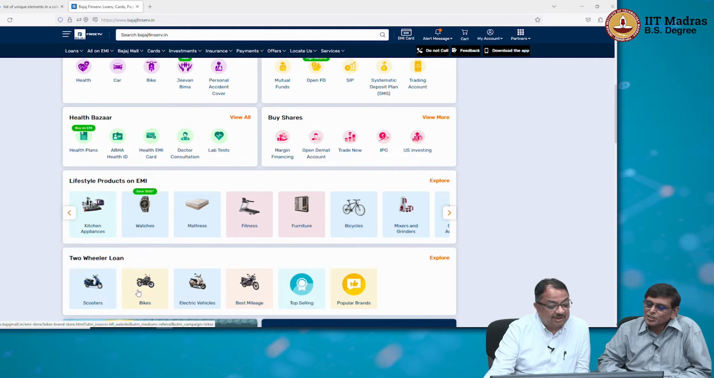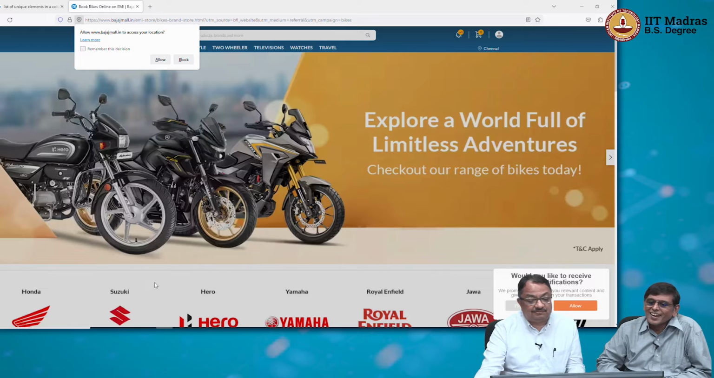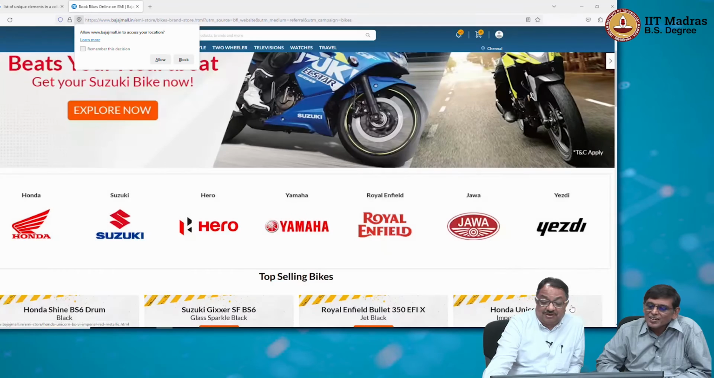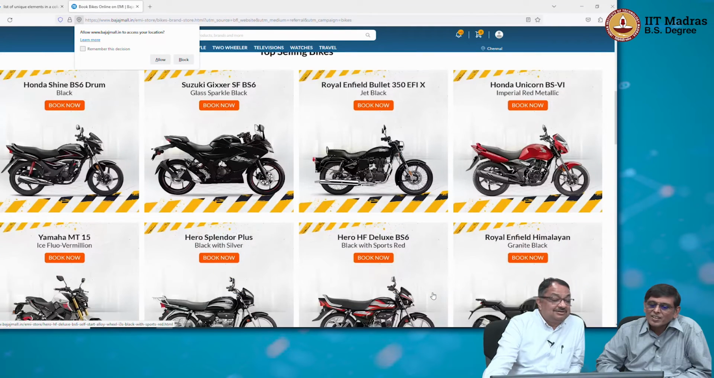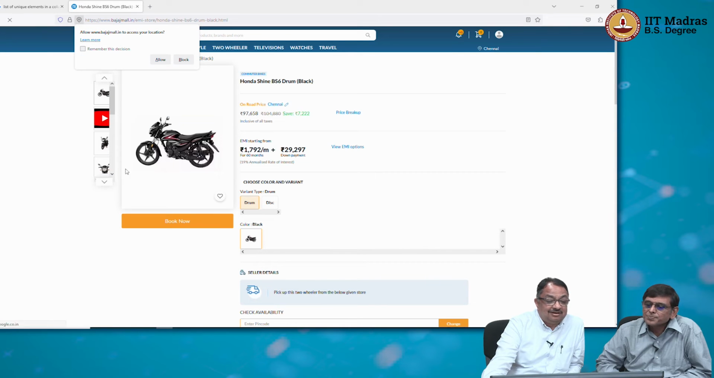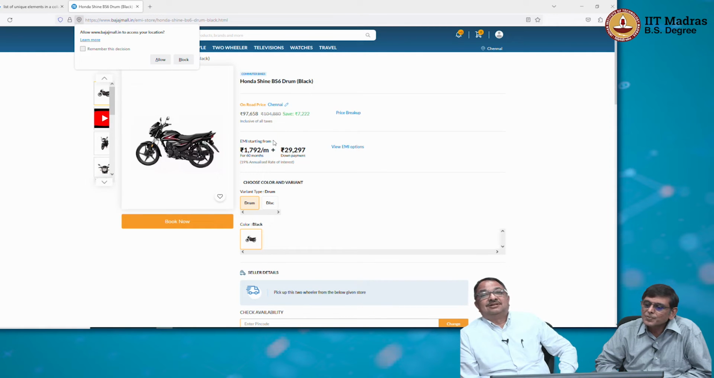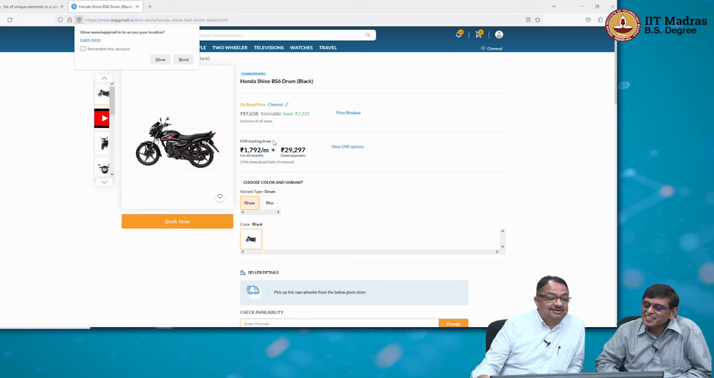They've got all the things. Bikes. Let's look at bikes. Look at this. So they are actually telling me what bike to buy. They have tie-ups. Honda Shine BS6 Drum Black. Book now. It will tell you the on-road price is 97,000, and they will give me a loan starting with an EMI of 1.8k a month, 30k down payment. There's a drum and a disc variant.